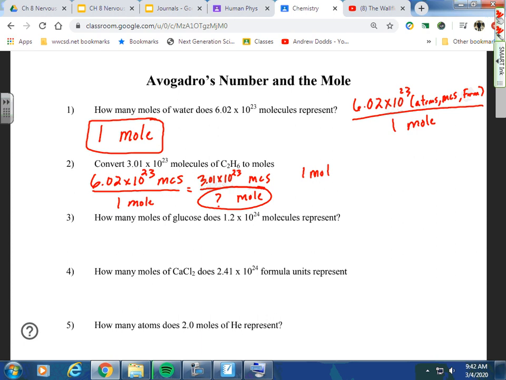So instead of putting 6.02 times 10 to the 23rd molecules per 1 mole, I'm going to say 1 mole per 6.02 times 10 to the 23rd molecules. And that's going to equal how many moles per 3.01 times 10 to the 23rd molecules. Okay? So now the thing I'm solving for is on the top part of the equation.